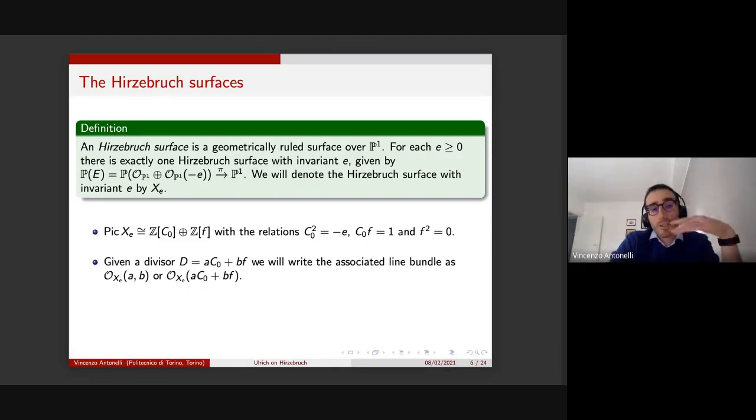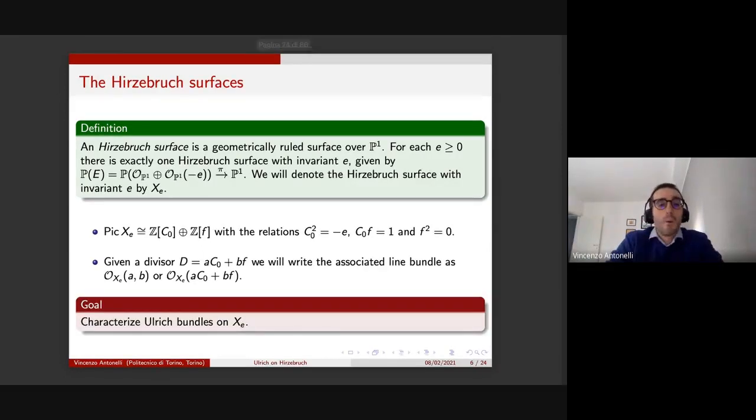To fix the notation, if we have a divisor on the Hirzebruch surface, we will write the associated line bundles as O of (A, B), or just AC0 plus BF. So we will use these two notations.